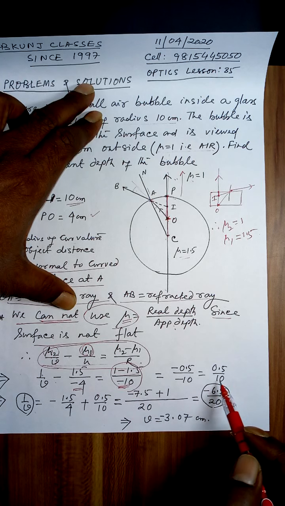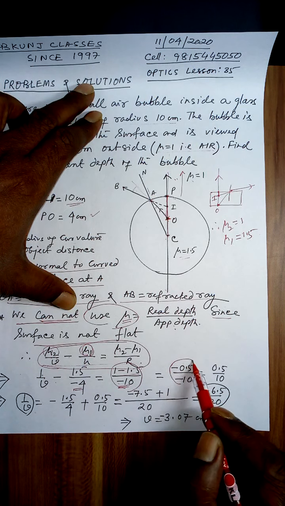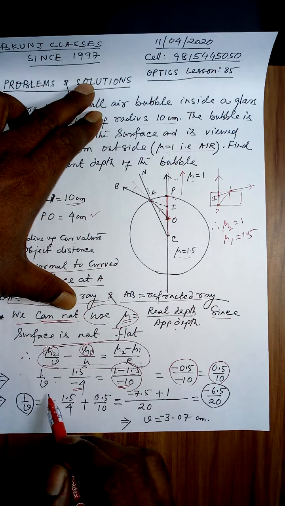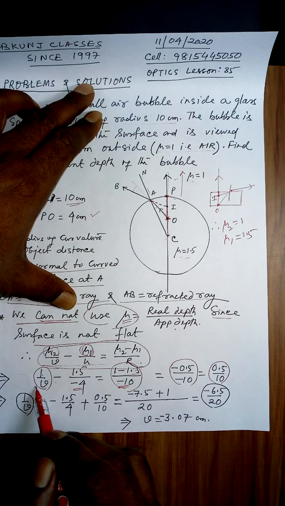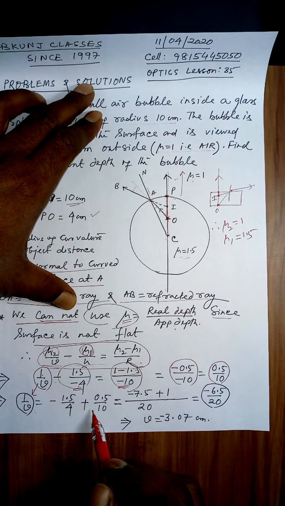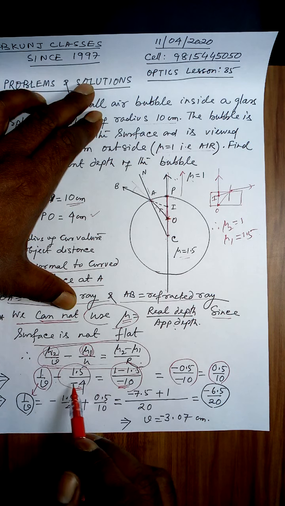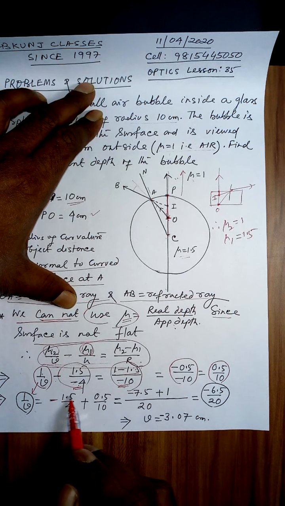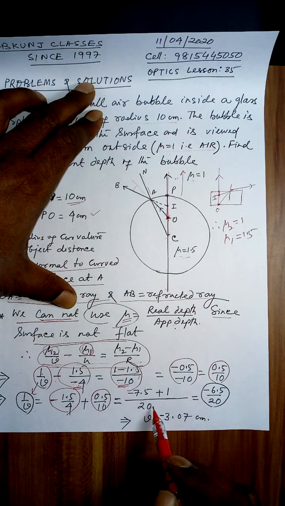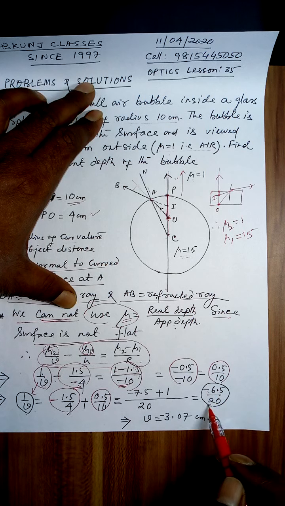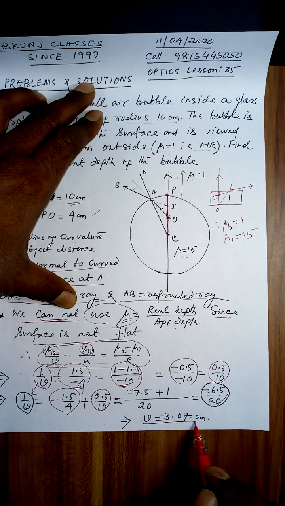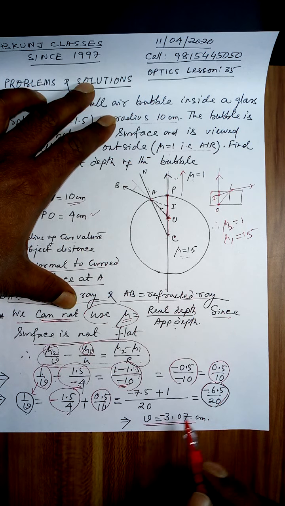So this becomes minus 0.5 by minus 10. Minus minus cancels, 0.5 over 10. Now 1 by V is kept here. Now this term is taken to the right hand side, and becomes negative. So minus 1.5 over 4. Simplification gives minus 6.5 by 20. By cross multiplying, V is equal to minus 3.07, the image distance, and all distances are measured from the pole.